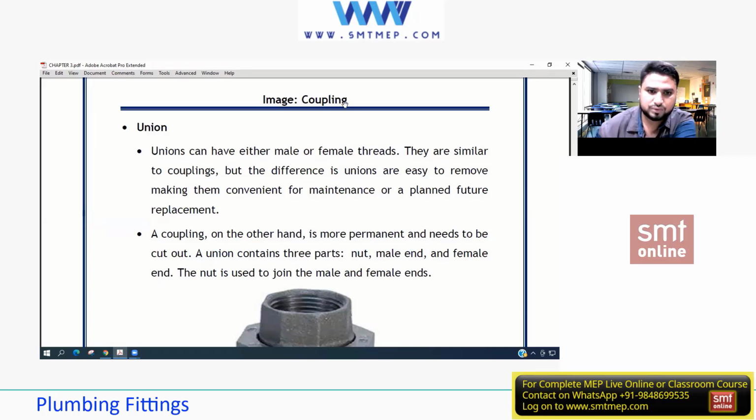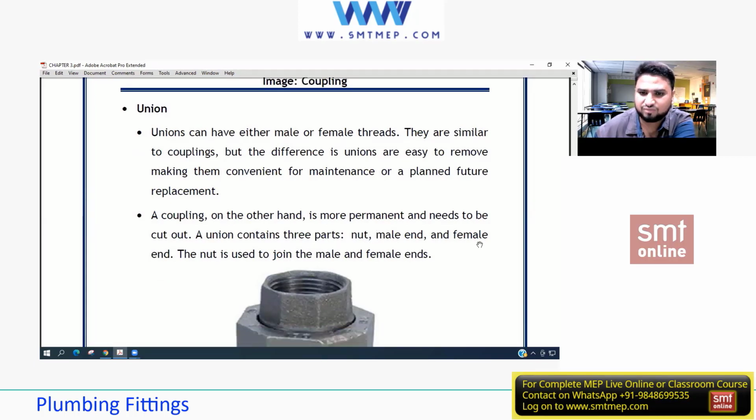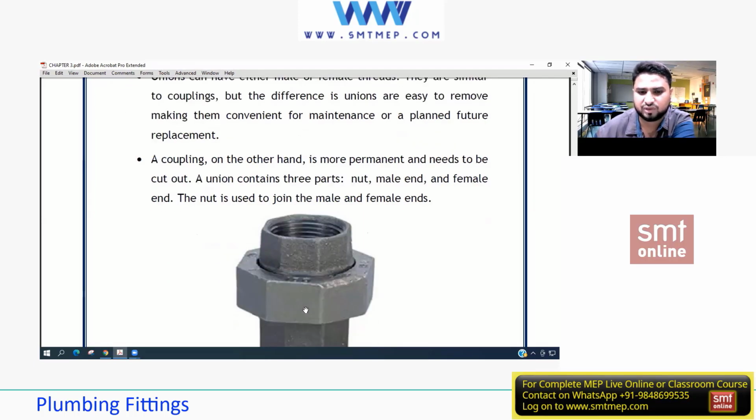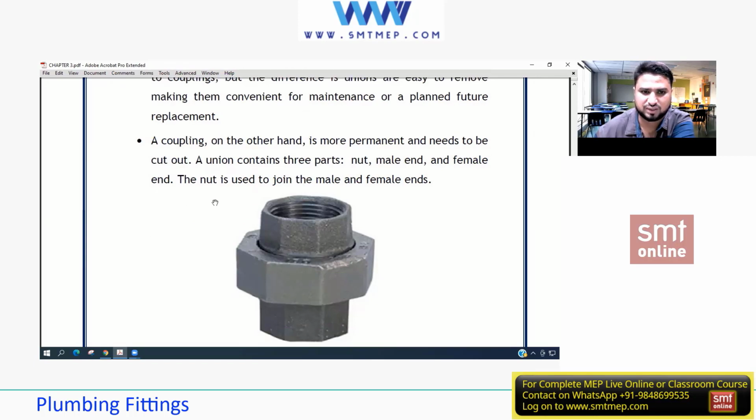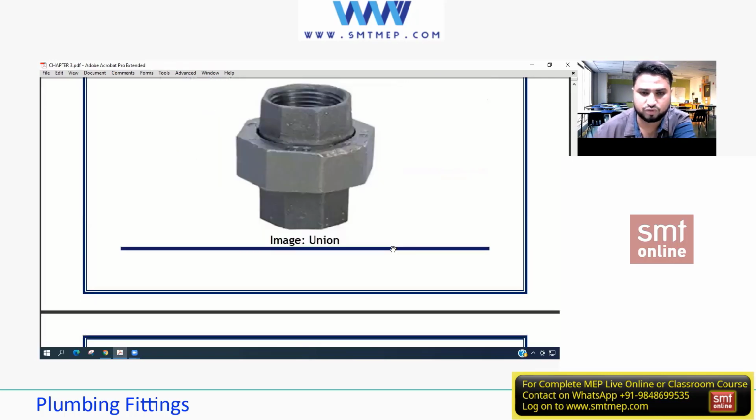So now, a union contains three parts: the nut, the male end and the female end. It might be a male end, it might be a female end, and this is the nut that you're seeing. The nut is used to join the male and female ends. By turning it clockwise or anti-clockwise, it makes a joint. So this is one more kind of fitting that we'll be using.